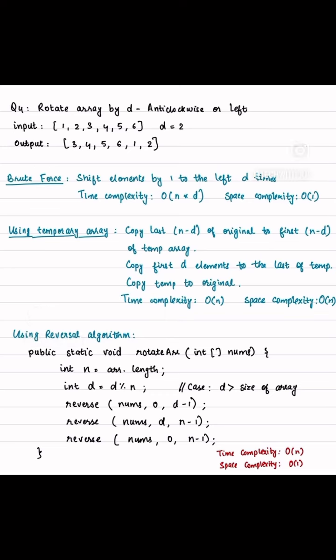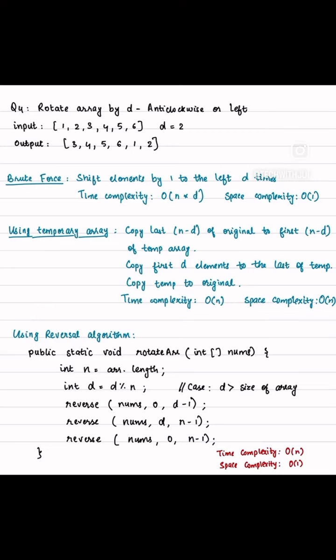But another approach can be using a temporary array. You can copy the last n minus d elements at the first place and then the remaining d elements at the last of the array, and then copy this temporary array back to the original. But this takes extra space. There can be a better approach to this as well.